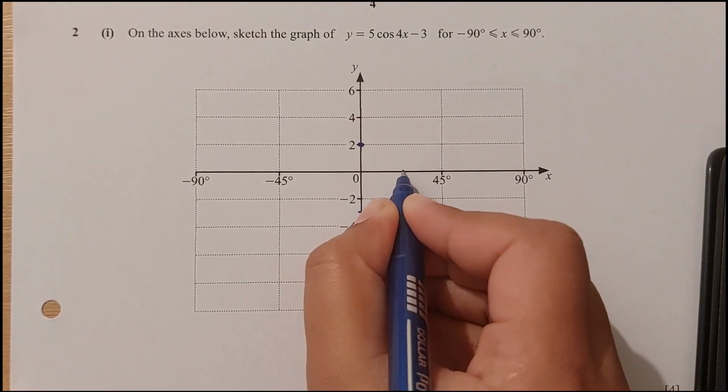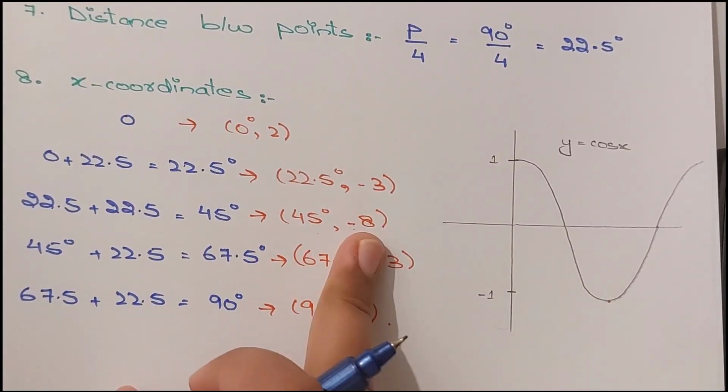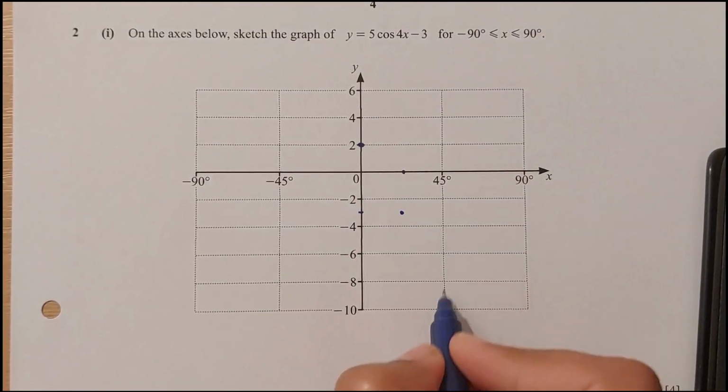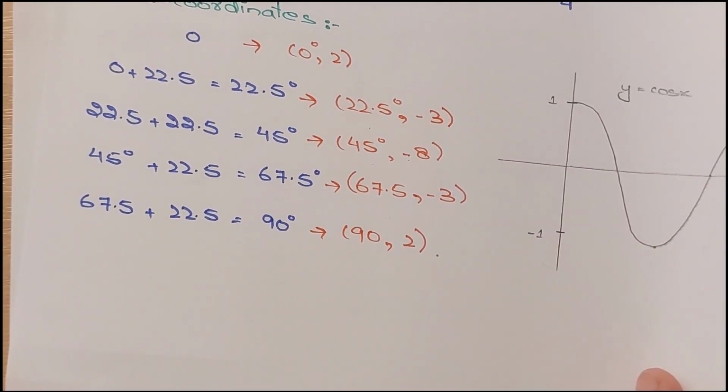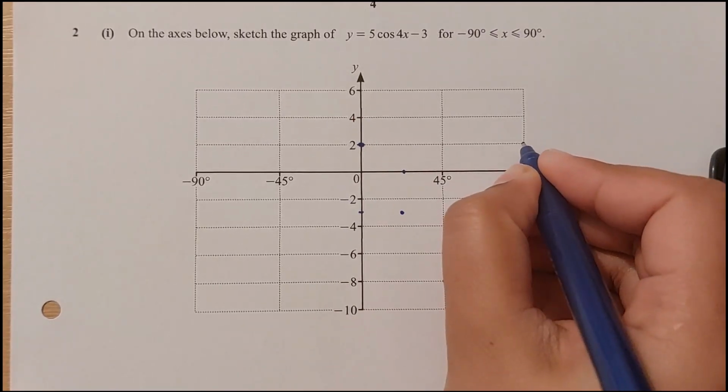So let's say this is a middle point, the second point, right? At 45, it is negative 8. 45, this is minus 8. And at 90, it is equal to 2. Okay, so for 90, it is equal to 2, this point, right?